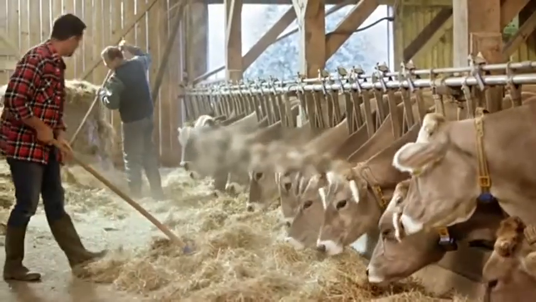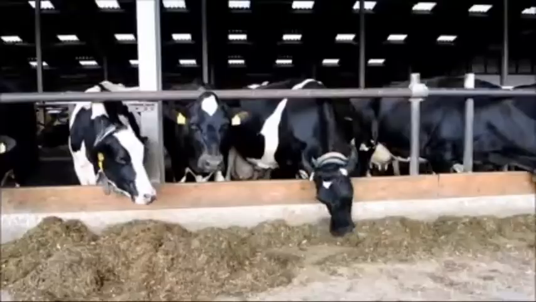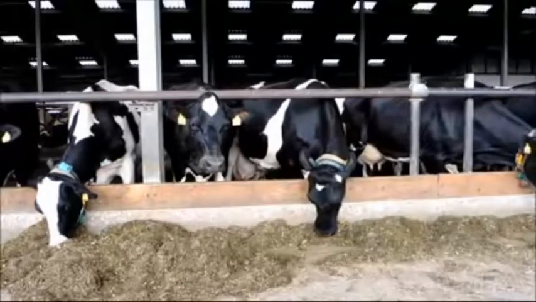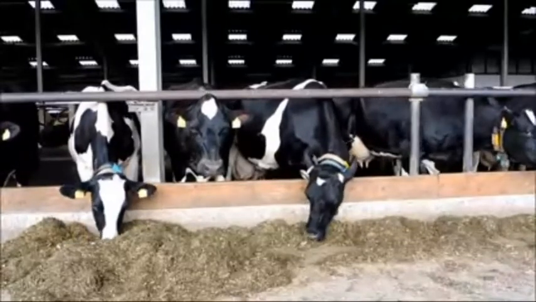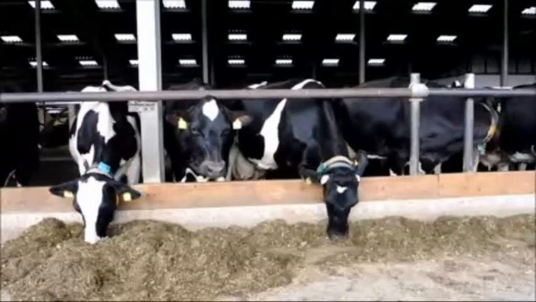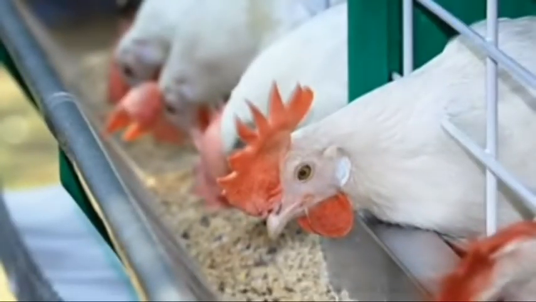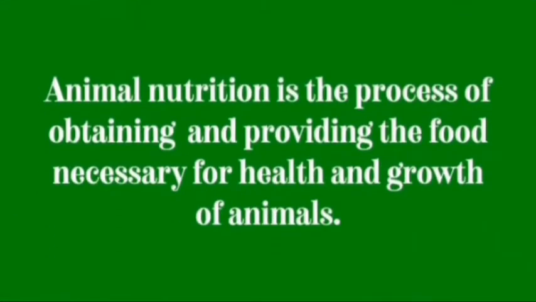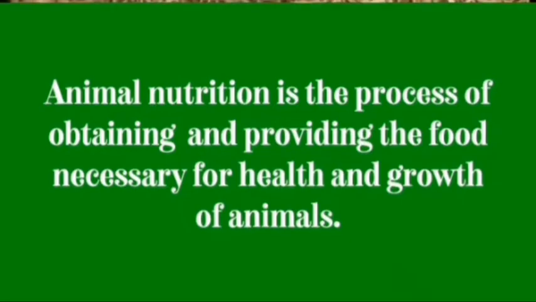This lesson discusses in detail the whole process of obtaining and providing food for farm animals. Animal nutrition. Animal nutrition can simply be explained as the process of obtaining and providing the food necessary for health and growth of farm animals.